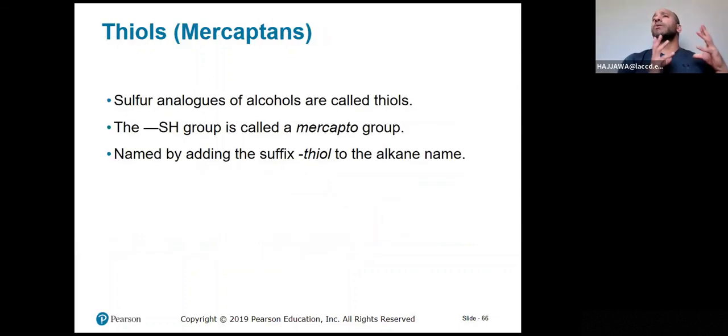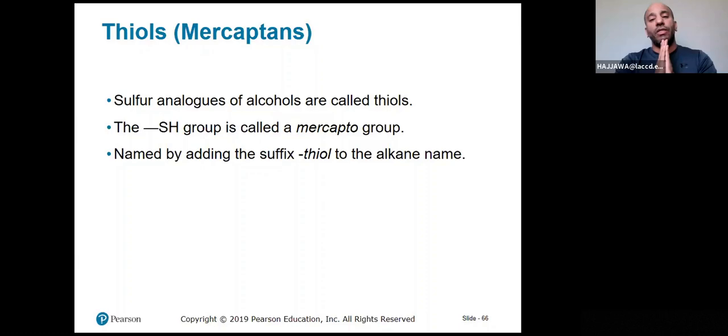Another group that is similar to the alcohol is the mercapto group. What's a mercapto group? It's when you have an SH group. So instead of OH that gives me an alcohol, a hydroxy, I have an SH that's a mercapto group. The functional group of mercapto makes compounds that are called thiols.